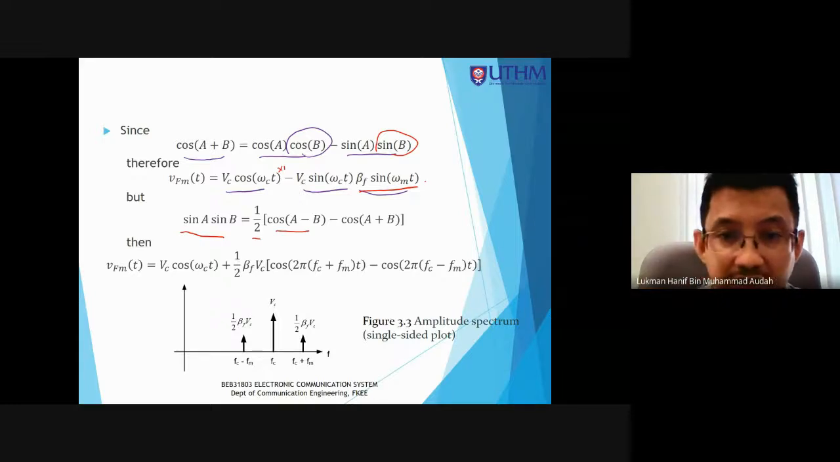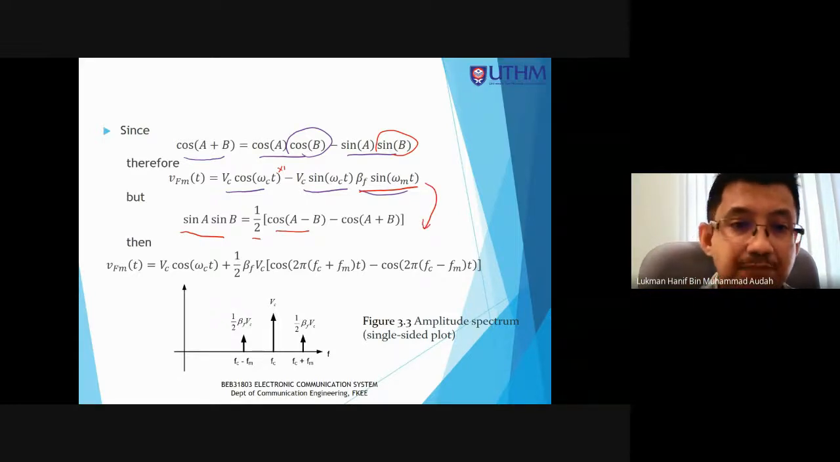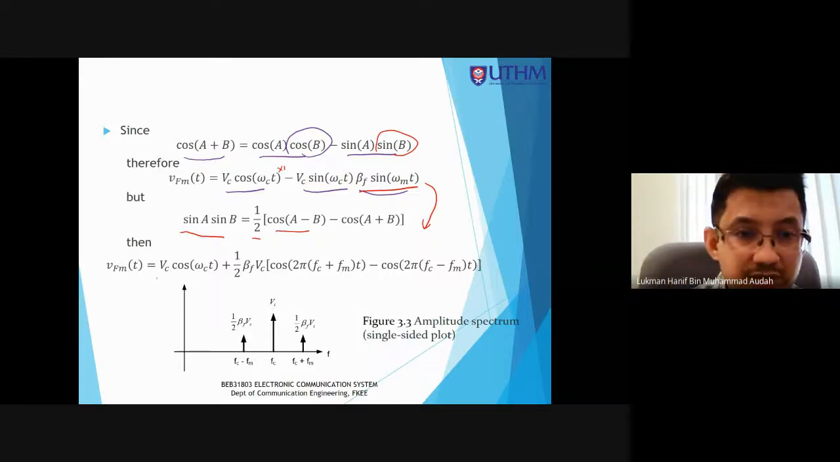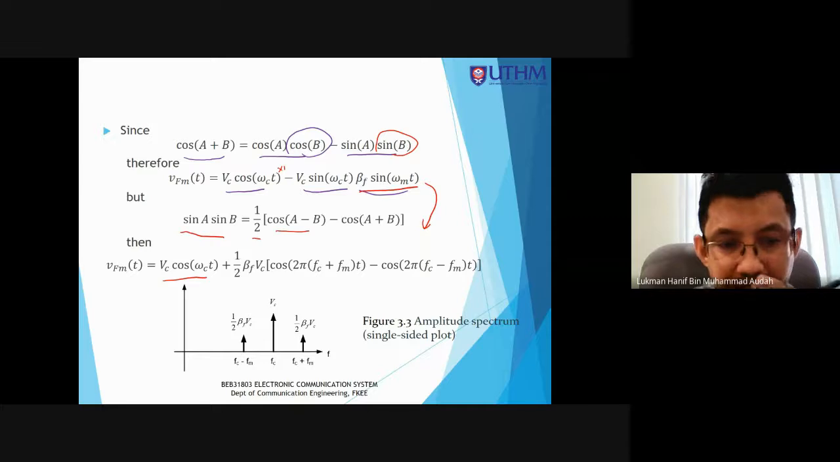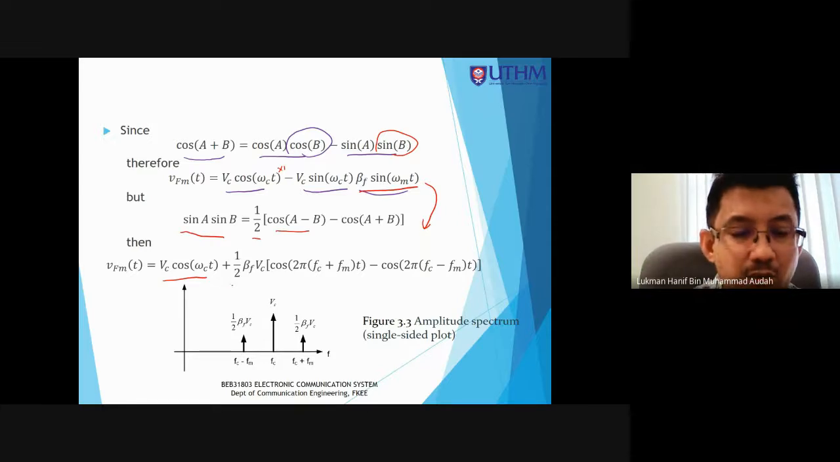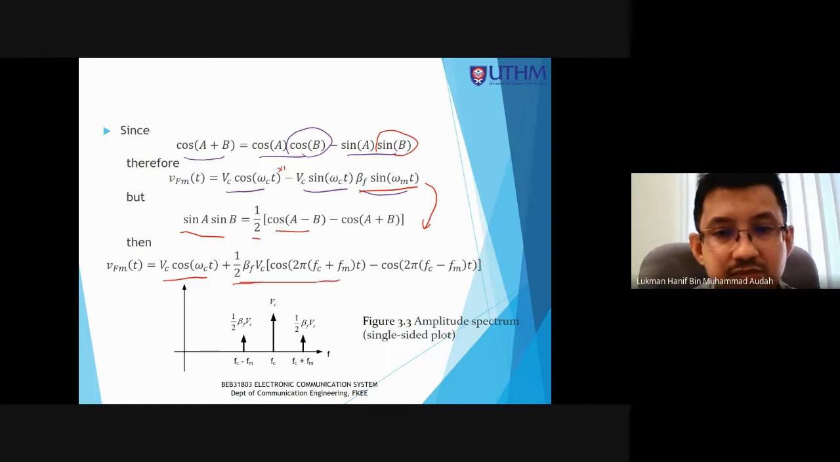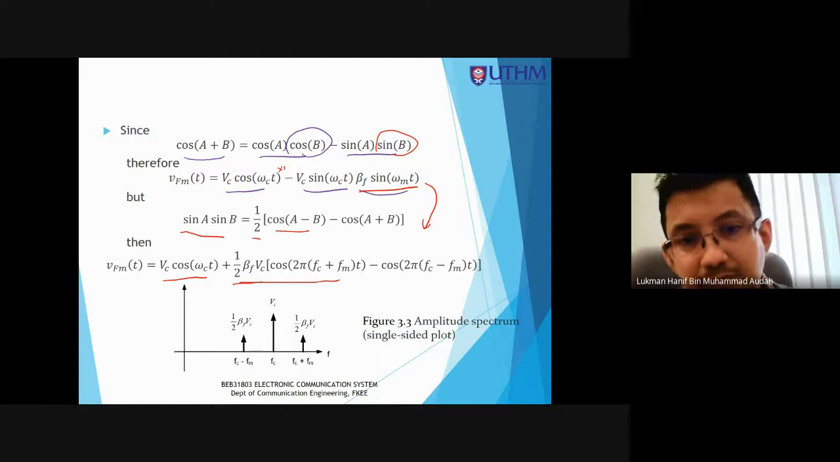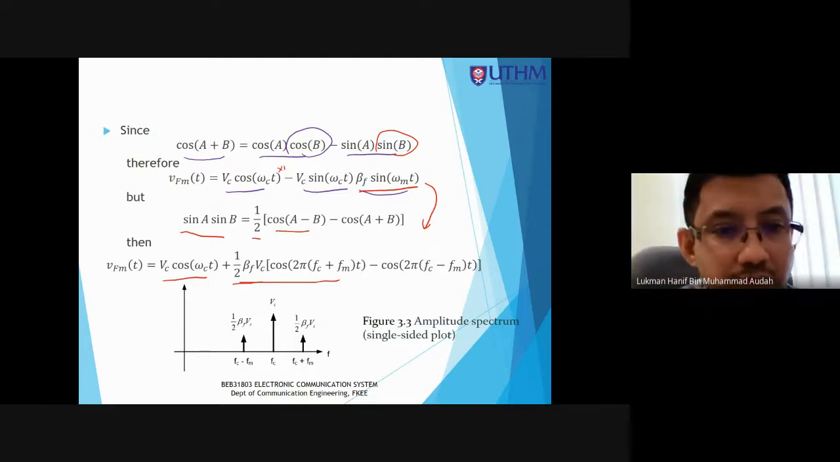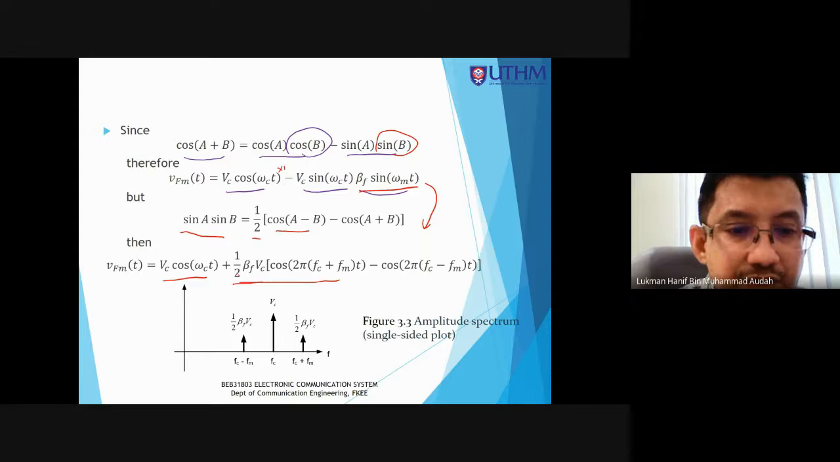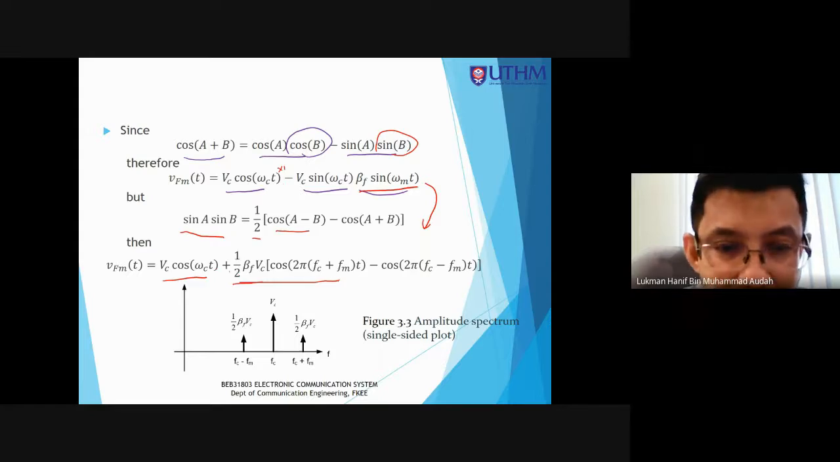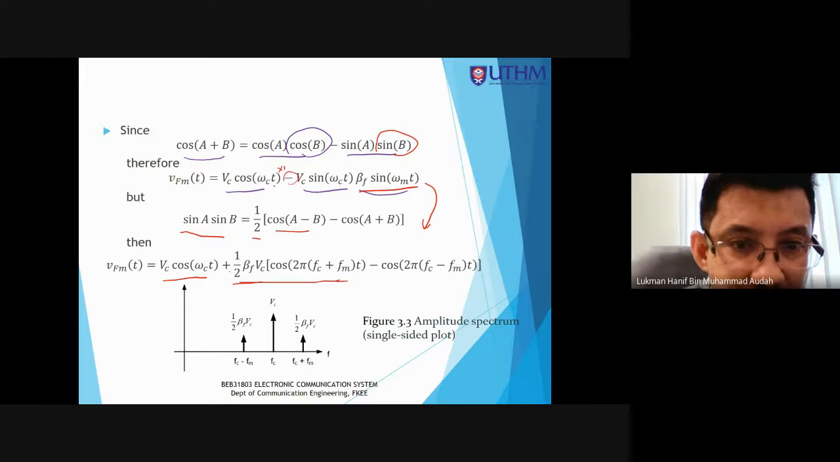So kita kembangkan lagi equation ini, dia menjadi seperti ini, yang bawah. Okay, so kalau you lihat yang pertama tadi, VC cos omega ct plus 1/2 beta f VC big bracket cos 2 pi FC plus FM. So ini sepatutnya terbalik sikit, sebab ada negatif di sini so dia jadi plus kat sini. So jangan keliru sebab di sini ada negatif, so dia jadi seperti ini, terbalik daripada ini.